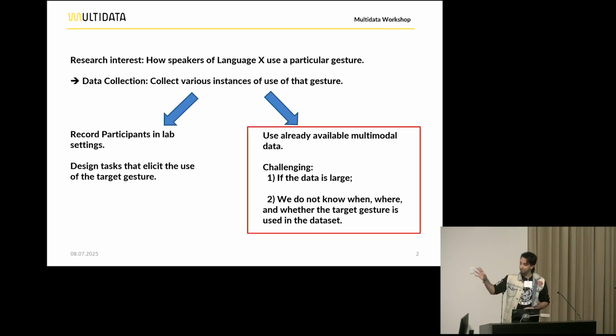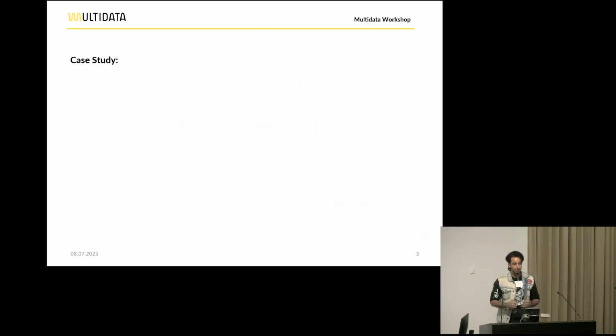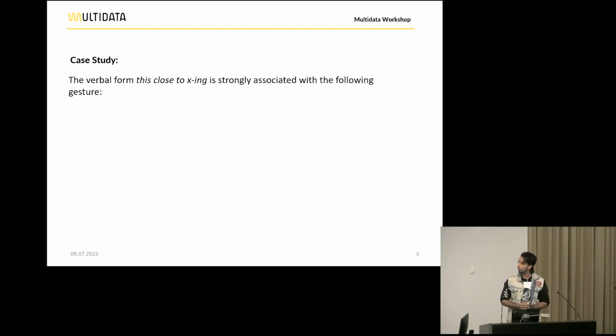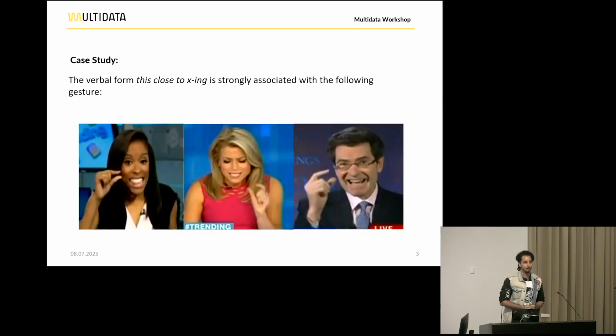This is precisely what I'll talk about today, and I'll show you how I was able to get instances of use of a particular gesture using a really huge database. The case study that I'll talk about today is one that I've been working on for my PhD thesis, and it's the one that Peter mentioned earlier. I noticed that with this verbal form, this close to something that ends with an ing form, as in I am this close to finishing this talk, people usually would do something like this. They would use this gesture a lot. I even started calling this the this close to gesture.